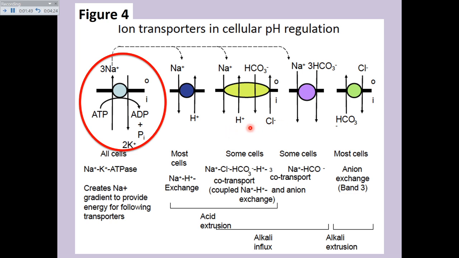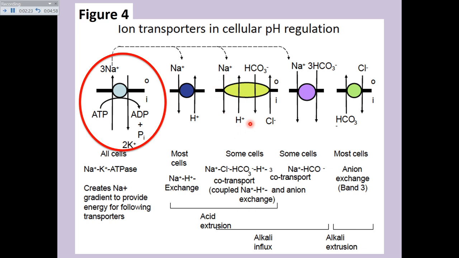We have other transporters also. You can see the NaK ATPase is present in almost all the cells of the body, while NaH exchanger is present in most of the cells to control hydrogen ion and pH. And we have another transporter that couples the NaH exchanger and the anion exchanger.